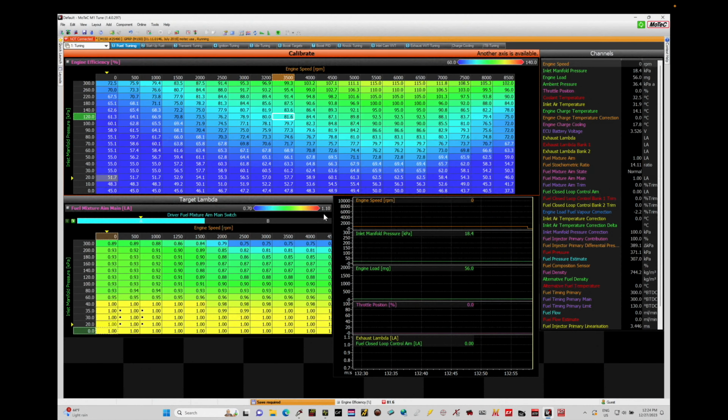Okay, so let's get started. In this tutorial, we're going to be taking a look at understanding our injector data, learning how we convert an injector flow rate into an injector pulse width through our fuel modeling within our Motec M1 systems.